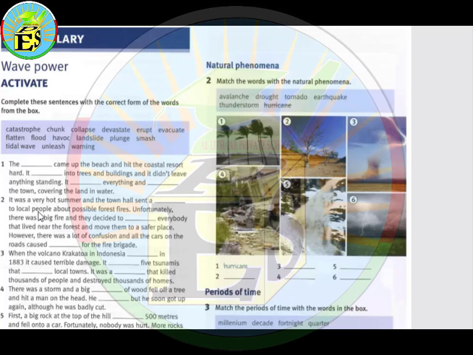Okay. Number 2. It was a very hot summer and the town hall sent a dash to local people about possible forest fires. Unfortunately, there was a big fire and they decided to dash everybody that lived near the forest and move them to a safer place. However, there was a lot of confusion and all the cars on the roads caused dash for the fire brigade. Let's complete it together. So, it was a very hot summer and the town hall sent what? I want you to complete it yourselves. Okay?